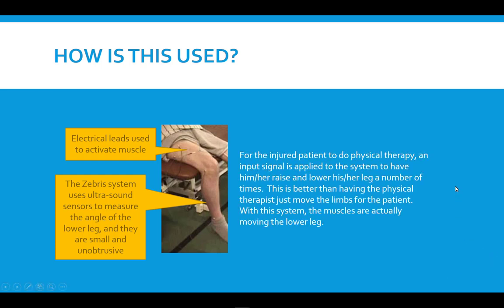What happens is that for an injured patient to do physical therapy, the input signal is applied to the system to have him or her raise and lower his or her leg a number of times. A lot of times what has been done in the past with physical therapy for such patients is that the physical therapist actually moves the legs up and down him or herself, and that doesn't activate the muscles, but at least it moves them. With this system, the muscles are actually used to move the lower leg.